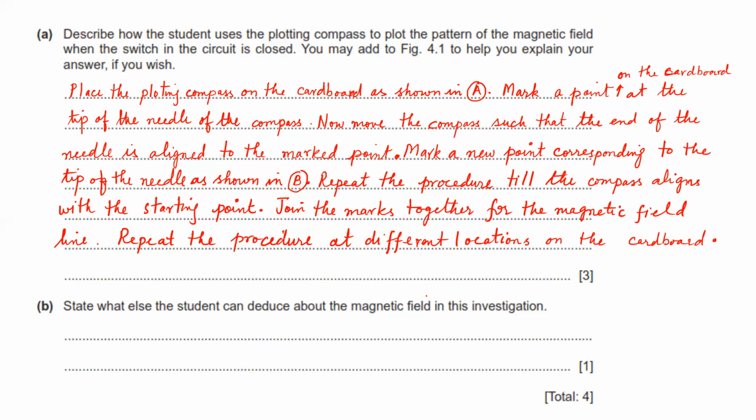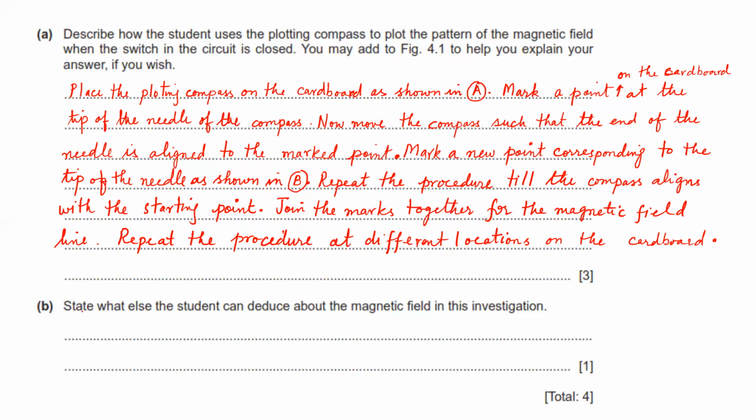If it is far apart, and as you move away from the current carrying conductor the compass points are not well defined, sometimes you're getting a point, sometimes the compass needle is not behaving properly, it means that the magnetic field lines or the strength of the magnetic field is pretty weak.